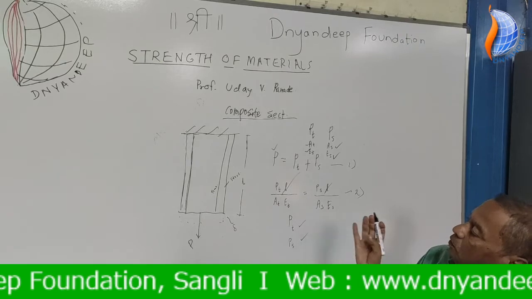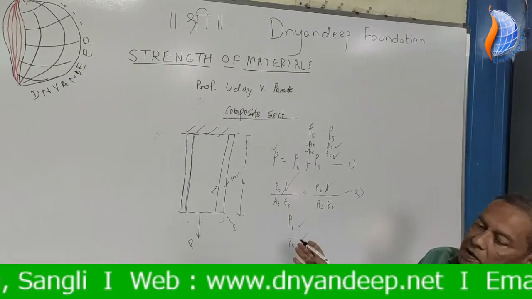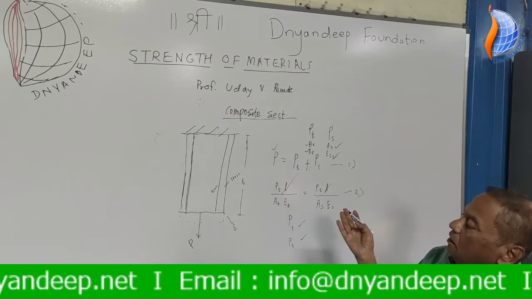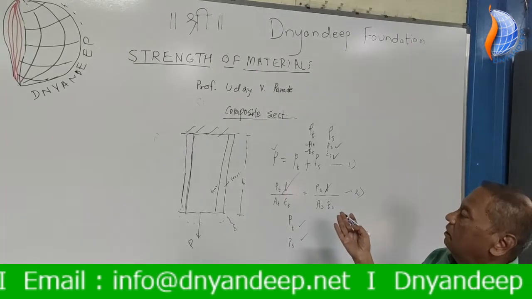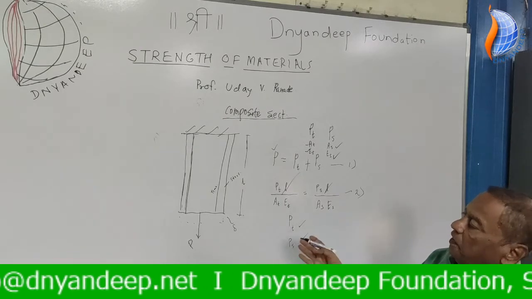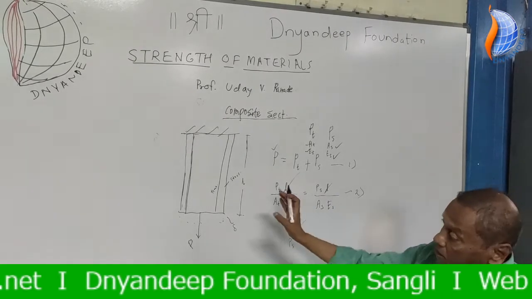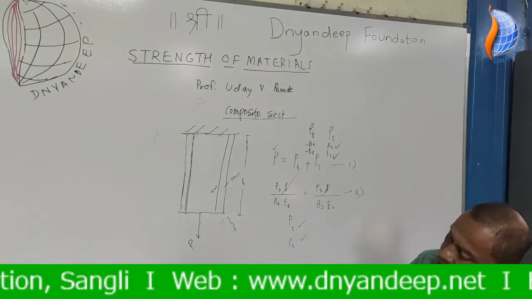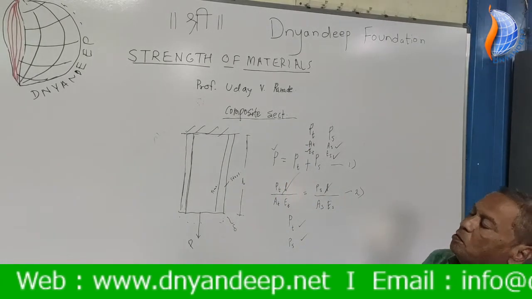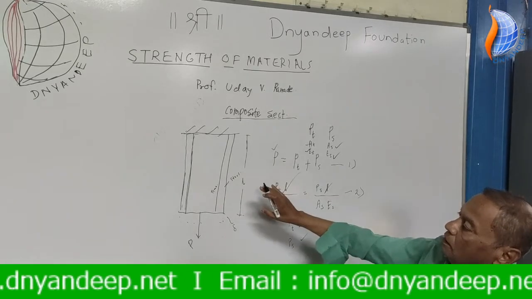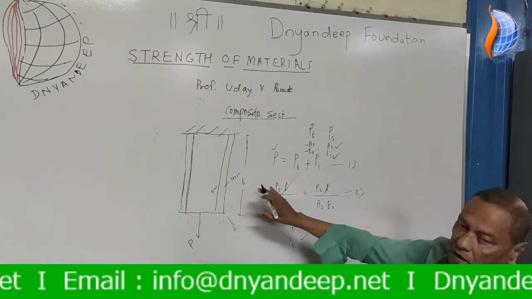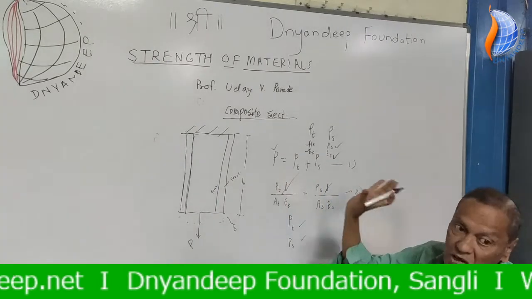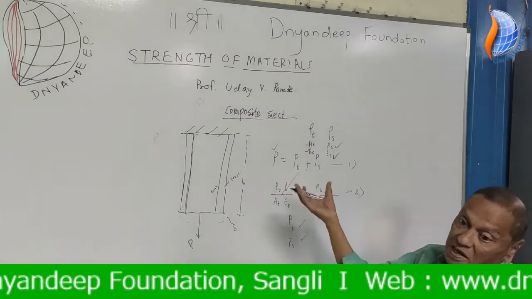Once again, total load is equal to load taken by one material plus load taken by the other material. And secondly, the change in length is the same for one material and the other. This is because there is a bond. What is the theory behind this? It is a bond. That means even if materials are different, they don't act differently, but they act in unison. That is, they act as one.